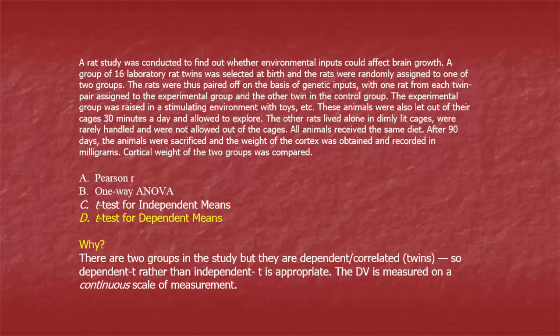So there's two groups in the study, but the two groups are dependent or they are correlated because of the fact they're dealing with twin pairs. So the dependent t-test rather than the independent t is appropriate here. And then the dependent variable is measured on a continuous scale of measurement, which is not really unique to this.